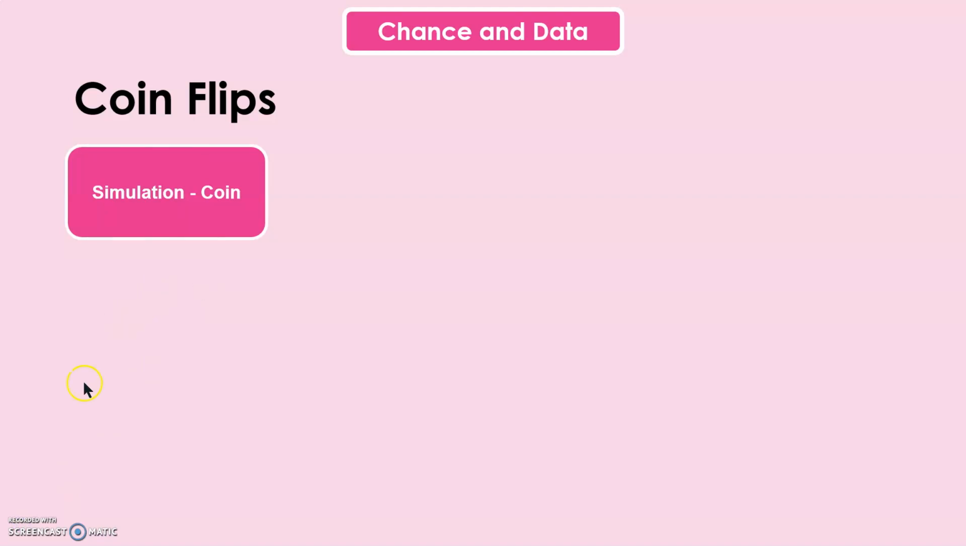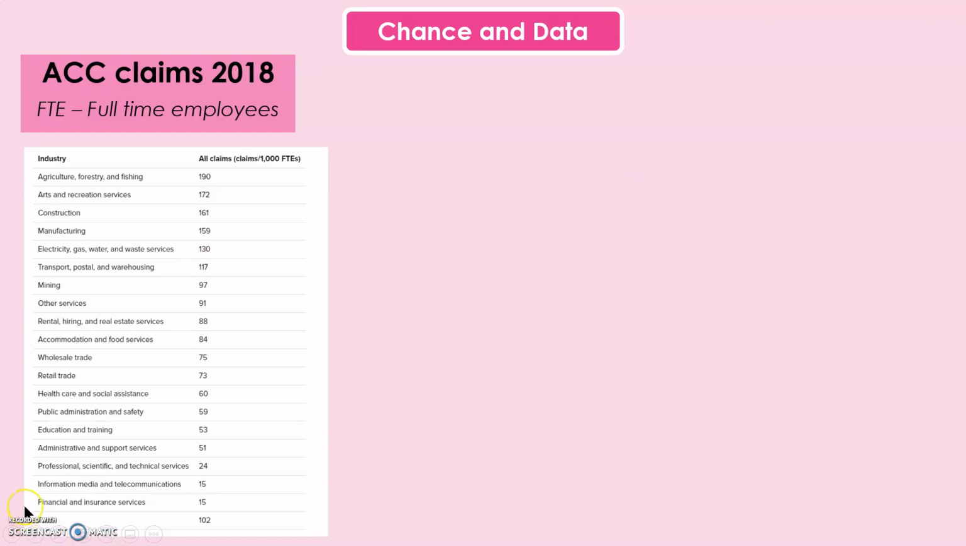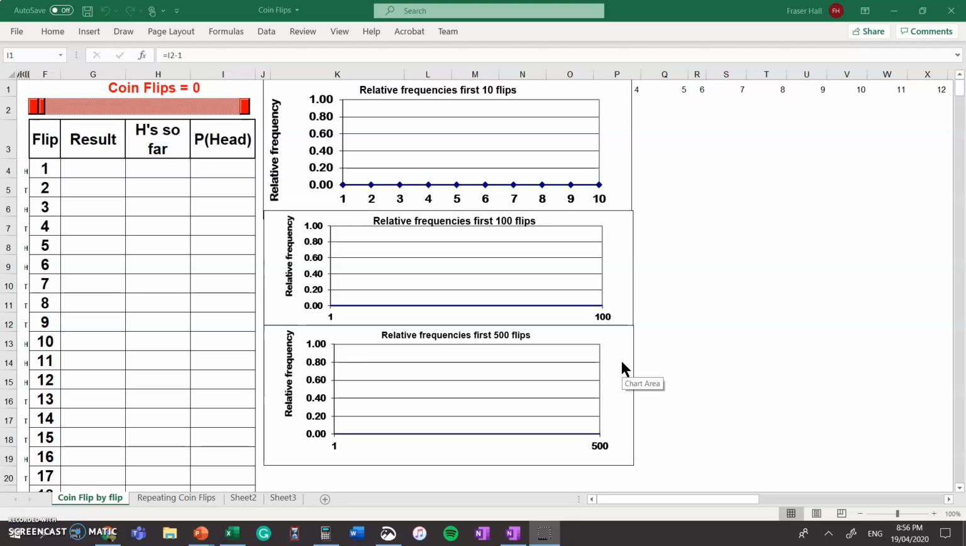Now we're going to look at a simulation looking at coin flips. So we should know that the probability of getting a head is equal to 1 out of 2, 0.5, and the probability of getting a tail is equal to 0.5 as well. They're the only two outcomes. Now, what this simulation shows us is that we're going to have a table here, and if I flip a coin, we end up with a head, how many heads so far, and the probability of getting a head.